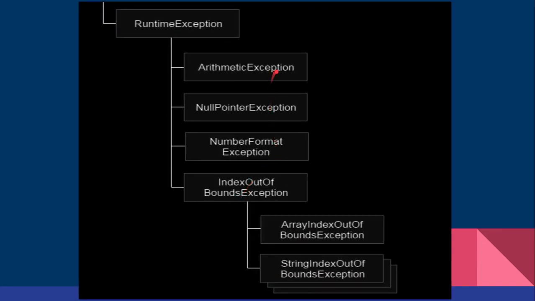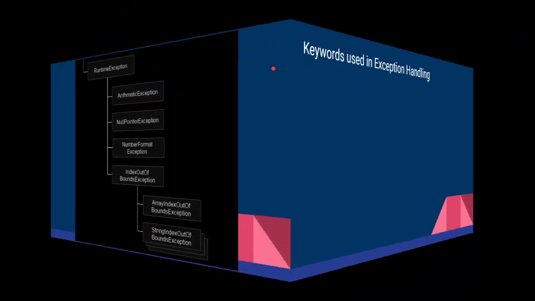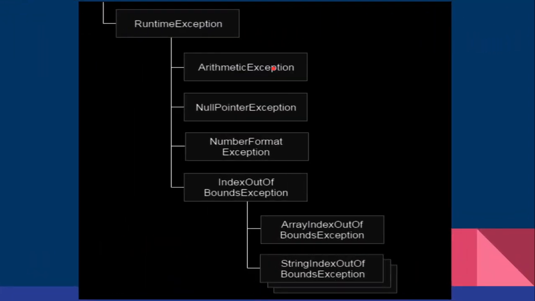Arithmetic exception happens when any arithmetic expression is solved, for example a divide by 0. Null pointer exception happens when a memory pointer is referenced. Number format exception happens when there is some calculation mismatch in the format between the input and the output. And then index out of bound exception. What is the index out of bound exception? It is the array index out of bound exception, or the string index out of bounds exception.